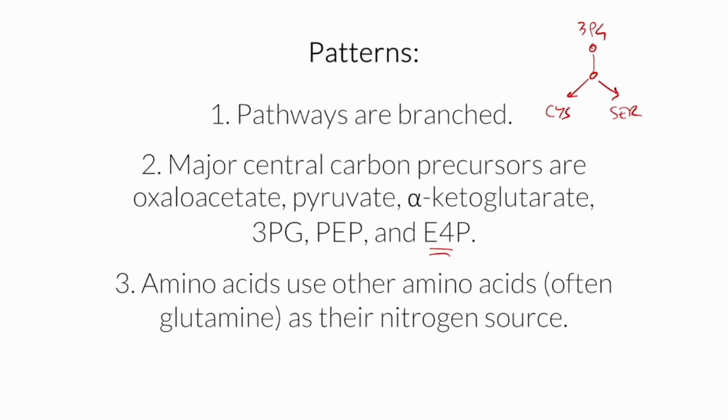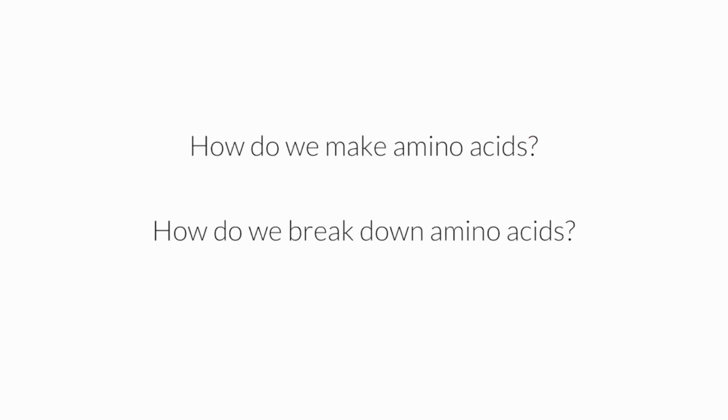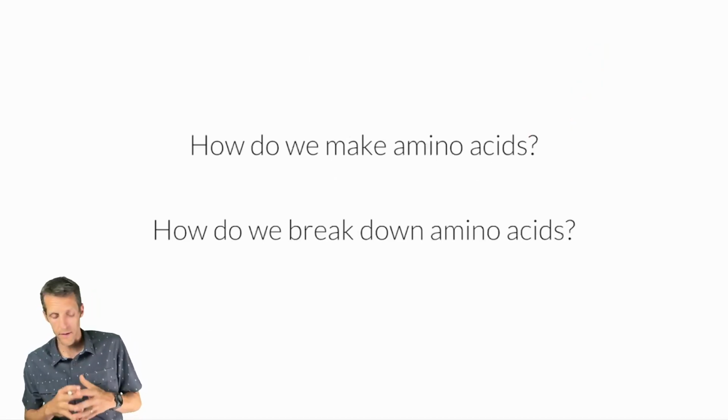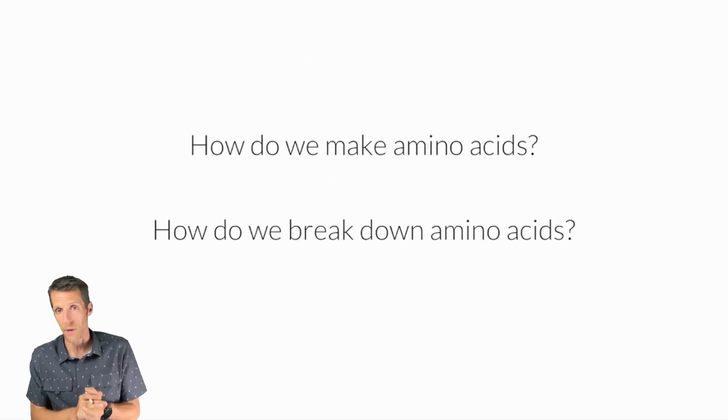And then finally, if you started looking at those pathways in detail, what you'd actually see is that amino acids often use other amino acids in the process. So often glutamine, but sometimes glutamate, sometimes aspartate. And that's a nitrogen source. That's where we're getting the nitrogens to build these complicated molecules. So, okay. That is kind of what I wanted to say about the synthesis of amino acids.